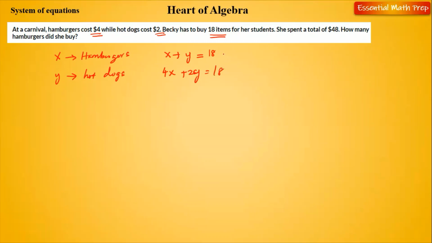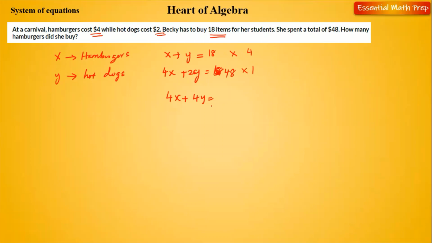You can multiply the top expression by 2 or 4, depending on what you want to cancel. Let's say I can multiply by 4 and the bottom by 1. What I'm trying to cancel here is X, so it's 4X plus 4Y equals 18 times 4, isn't that 72?